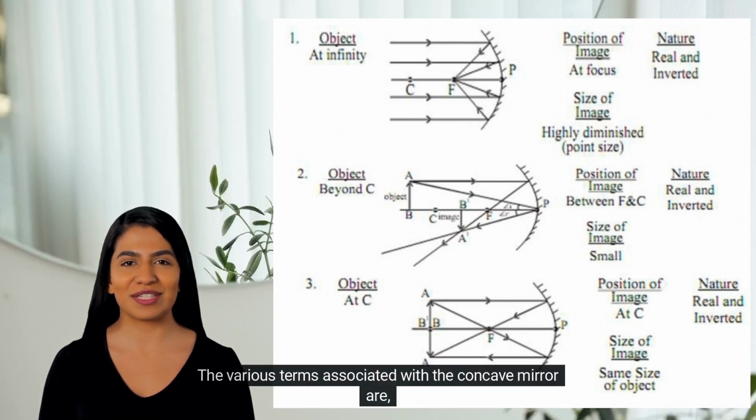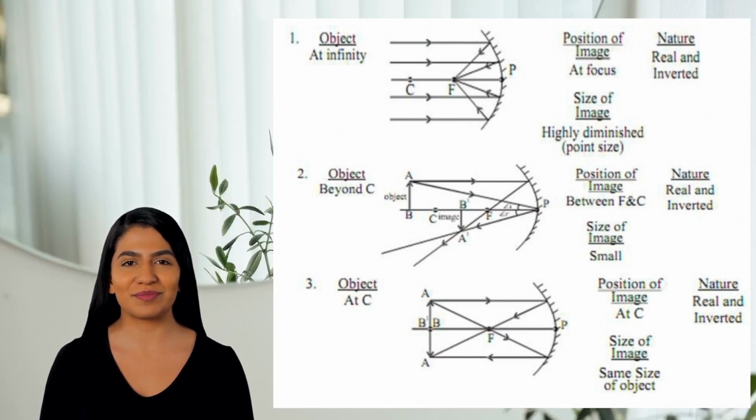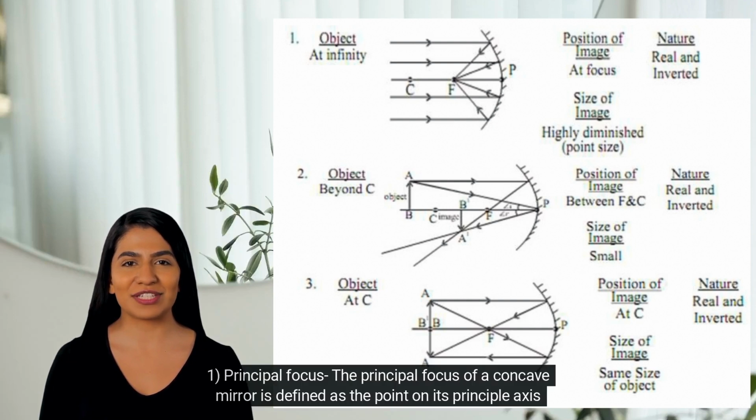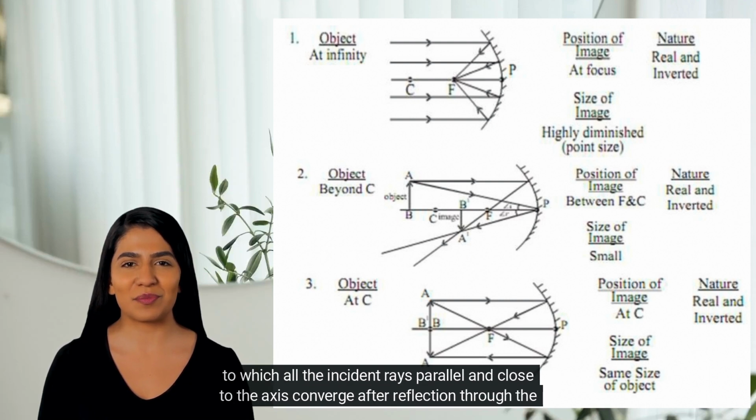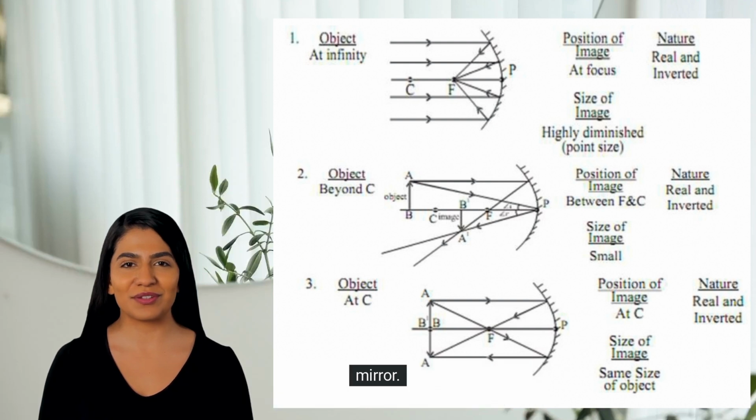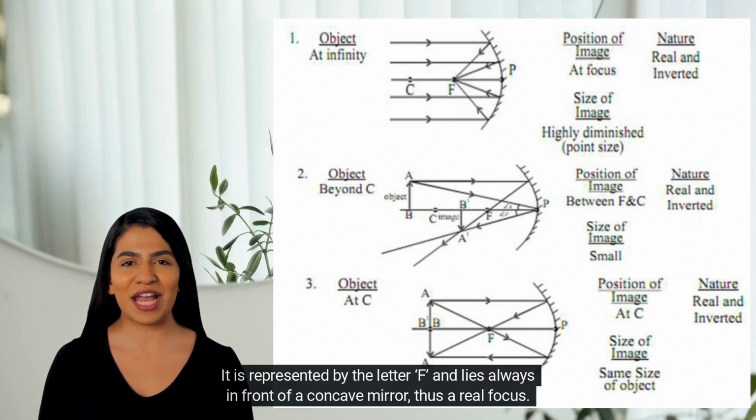Terms associated with a concave mirror. The various terms associated with the concave mirror are: 1. Principal focus. The principal focus of a concave mirror is defined as the point on its principal axis to which all the incident rays parallel and close to the axis converge after reflection through the mirror. It is represented by the letter F and lies always in front of a concave mirror, thus a real focus.